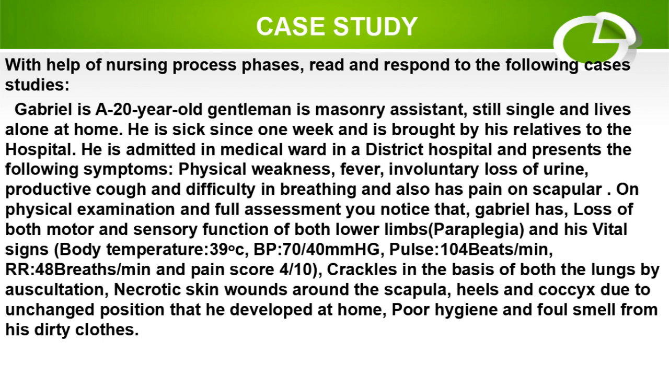On physical examination and full assessment you notice that Gabriel has loss of both motor and sensory function of both lower limbs, paraplegia, and his vital signs: body temperature 39°C, BP 70/40 mmHg, pulse 104 beats a minute, RR 48 breaths a minute, and pain score 10 out of 10, crackles in the bases of both lungs by auscultation, necrotic skin wounds around the scapula, heels, and coccyx due to unchanged position that he developed at home, poor hygiene and foul smell from his dirty clothes.